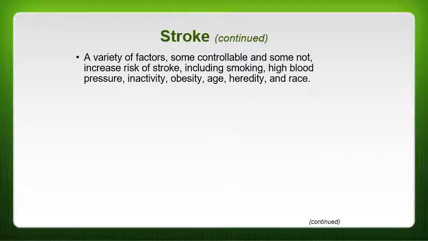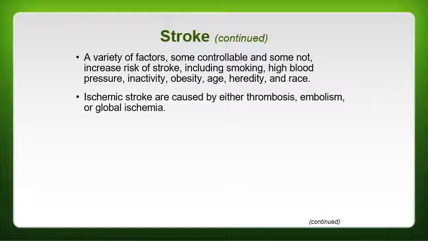So there's a variety of factors that could predispose some individuals to stroke. Here you have smoking, high blood pressure, inactivity, obesity, age, hereditary, and race. Ischemic strokes are going to be caused by either thrombosis, embolism, or global ischemia. So thrombosis is a blockage of a brain vessel, and it's usually from a buildup of fat and cholesterol in the blood vessel lining. An embolus is a clot that travels to and lodges in the brain.